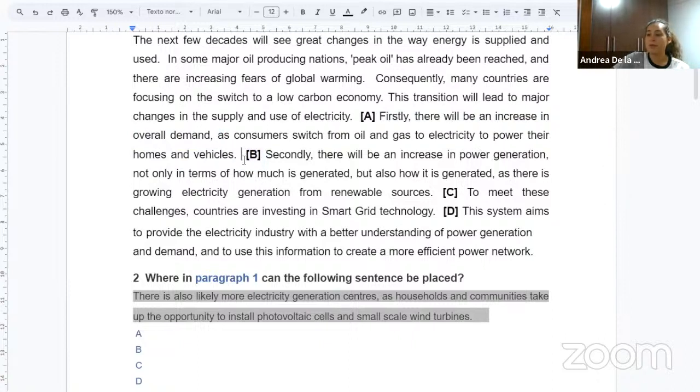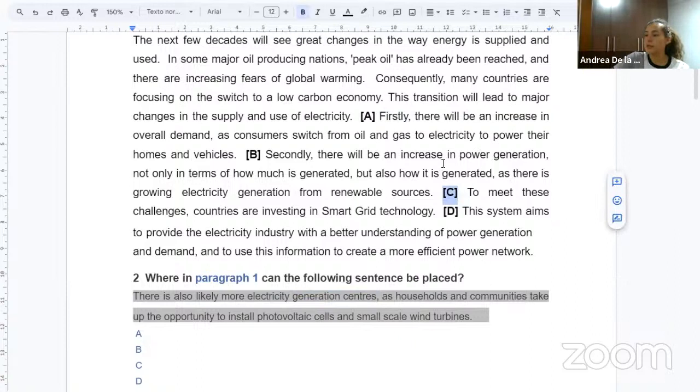It's going to be either, right? Because we can add generation centers to demand, but we could add generation centers to power generation, right? We can say, firstly, there will be an increase in demand. Secondly, there will be an increase in power generation. And there is also likely more electricity generation centers. So there's also going to be an increase in generation centers. It would make sense to place it here, right?